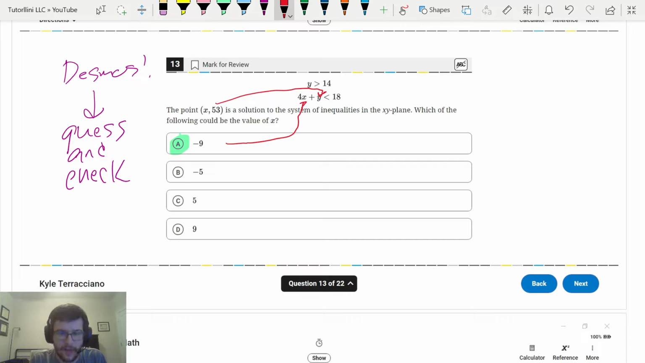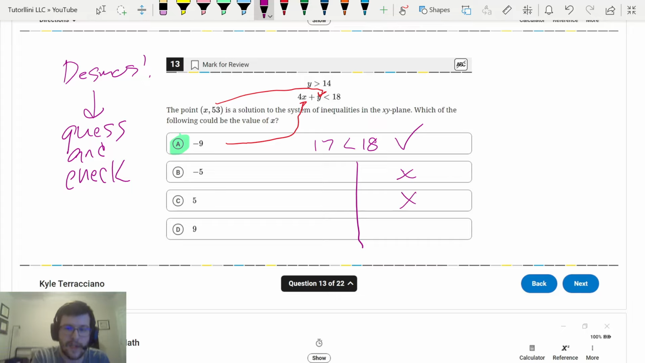Let me just do it really quick. 4 times negative 9 plus 53. That would be 17, which is less than 18, and that is true. If you did it for the other ones, you would get inequalities that are not true. I'm not going to go through it, but you can plug those numbers in if you want. I think doing the picture is much easier.